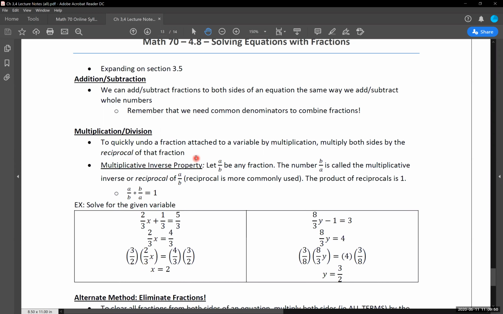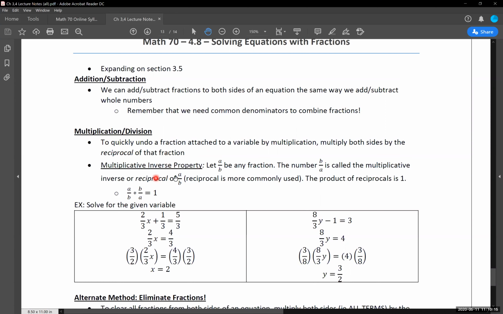The reciprocal is just taking the fraction and flipping it on its head. What's in the numerator goes to the denominator, and what was in the denominator goes to the numerator. The main reason we want to use this is that it all stems from the multiplicative inverse property, a fancy way of describing a really nice tendency that shows up with fractions.